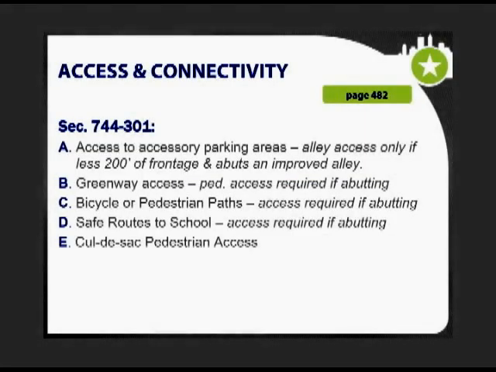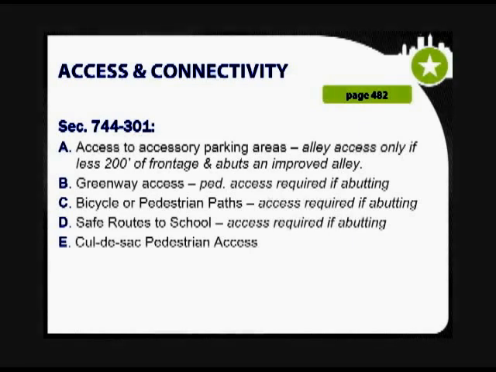Access and connectivity. Basically, in commercial and, well, actually, it's not just commercial industrial. If you're next to it, you need to connect to it. And that's for the greenway access, pedestrian paths, safe routes to school, if they ever resurrect that project or program again. You need to provide that access. What does that access look like? Does it have to be what we see along the Monon Trail? No. It just has to be basically a walkway.